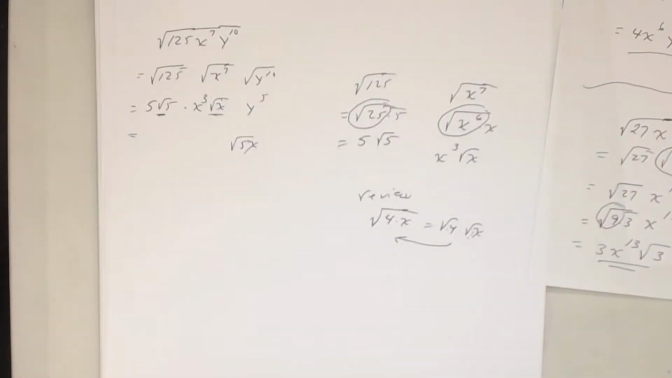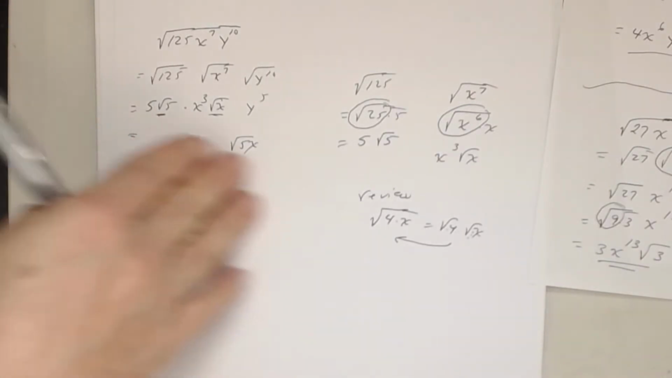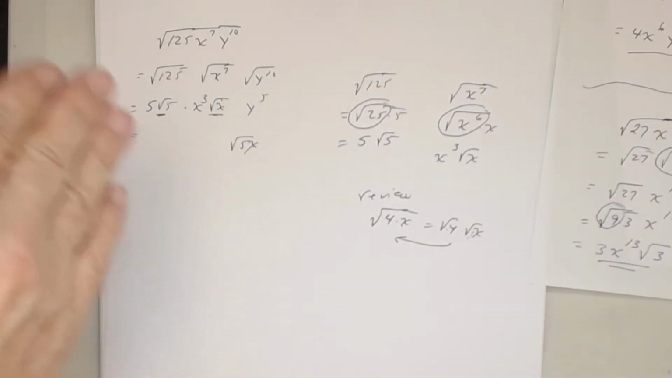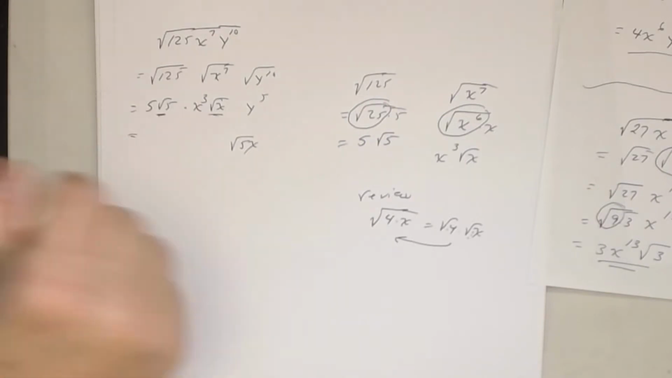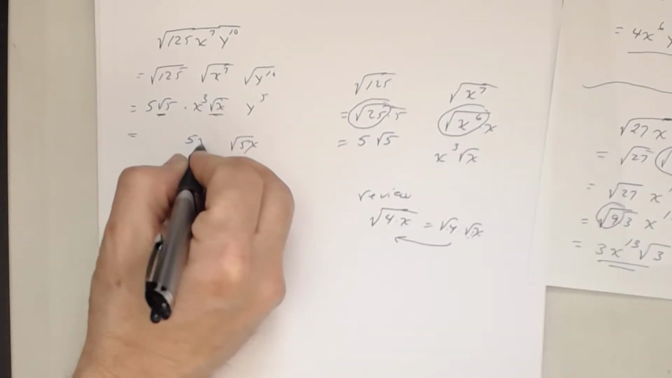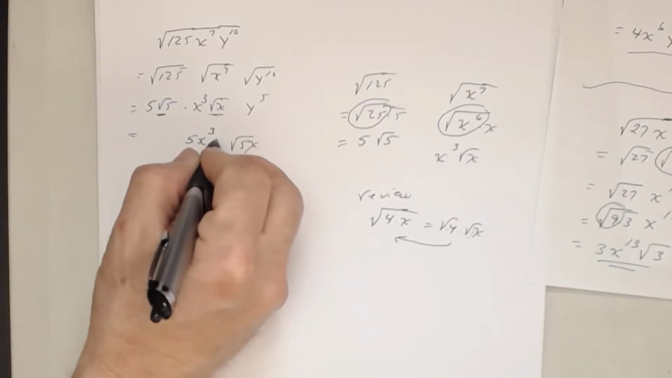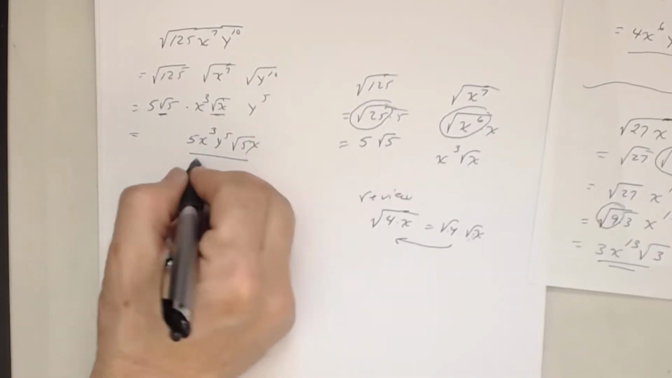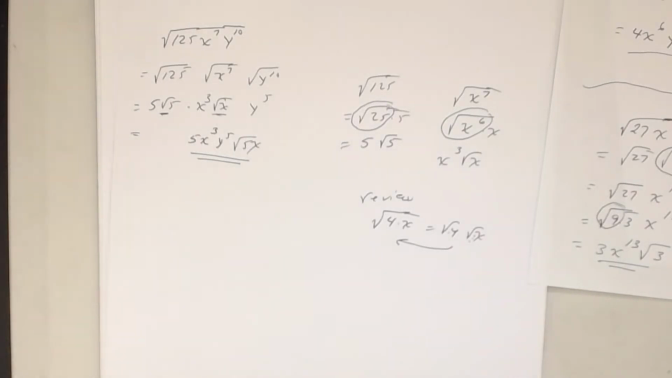And then put everything else in front. Okay, so the variables go in front and the number goes in front of that. So what's going to be in front of that? 5 x cubed y to the 5th square root of 5x. So 5 x cubed y to the 5th square root of 5x. Okay?